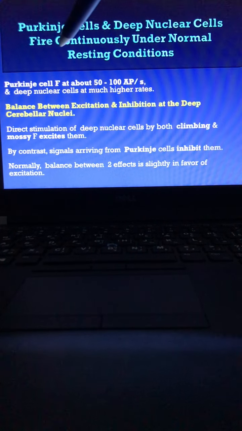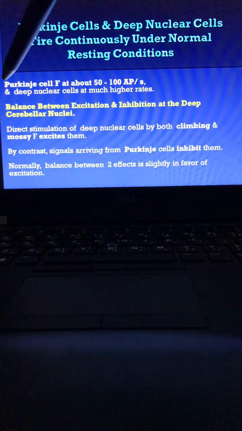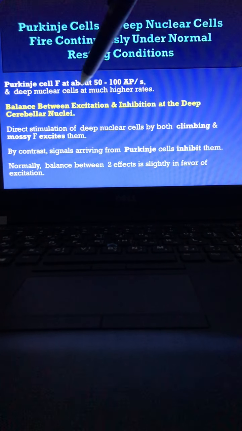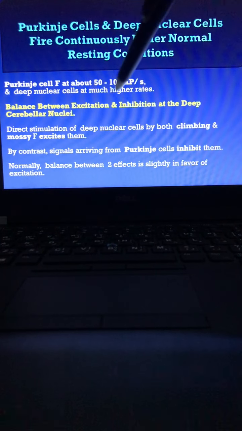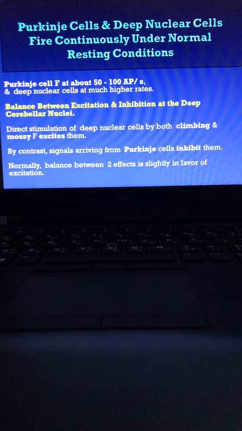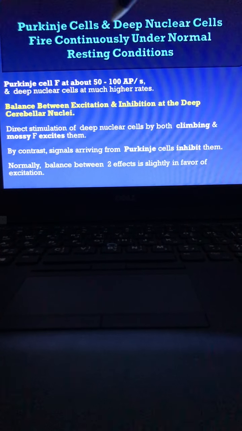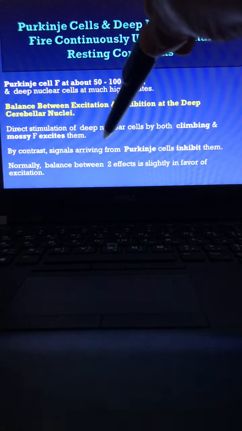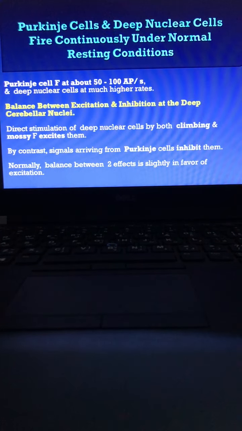There is a balance between excitation and inhibition at the deep nuclear cells. Direct stimulation of deep nuclear cells by both climbing and mossy fibers excites them. That means climbing and mossy fibers are excitatory, while the signals arriving from Purkinje cells are inhibitory to the deep nuclear cells. Normally there is a balance between the two effects, but in favor of excitation. That means excitation is the clearer and dominant one.